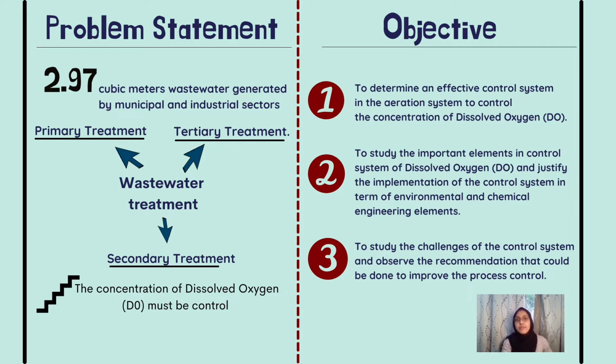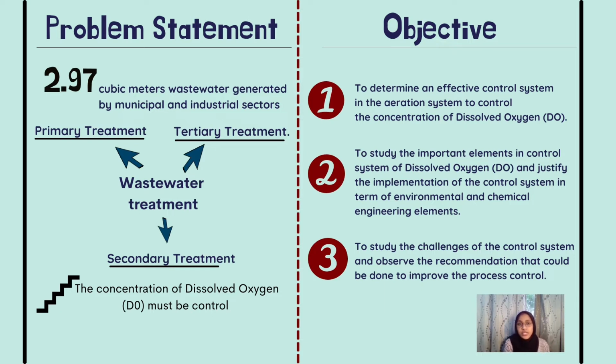According to the Statistics Department, 2.97 billion cubic meters of wastewater was generated by the community and industrial sector in a year. The wastewater must be properly treated before it is released back to the environment in order to reduce water pollution. The wastewater treatment can be divided into three stages, which are primary, secondary, and tertiary treatment. The secondary treatment utilizes biological treatment to remove organic and suspended solids.